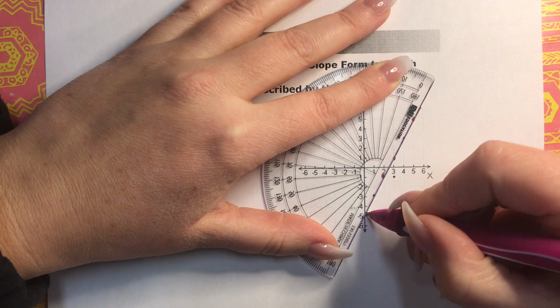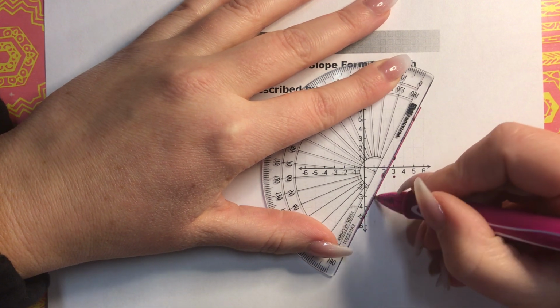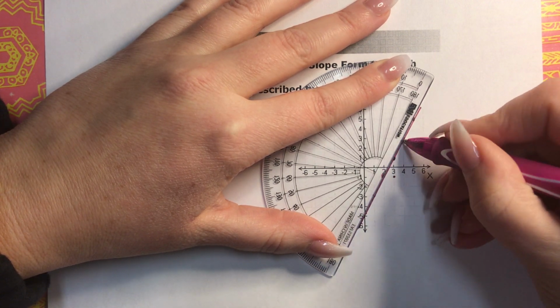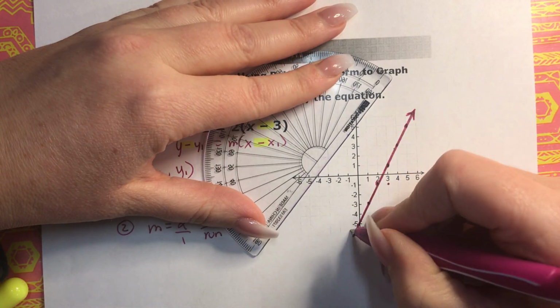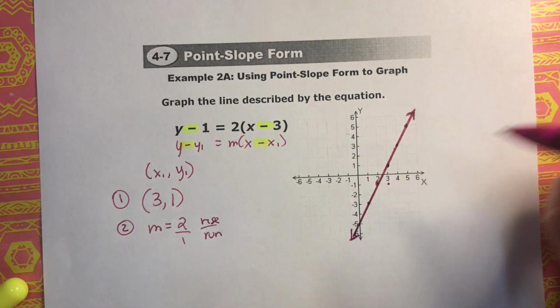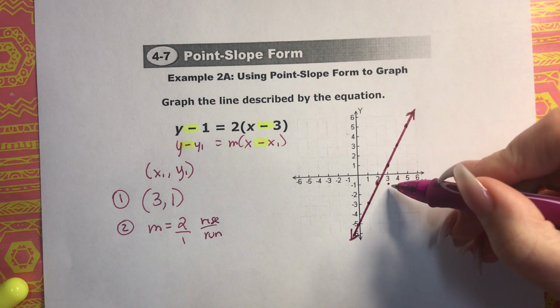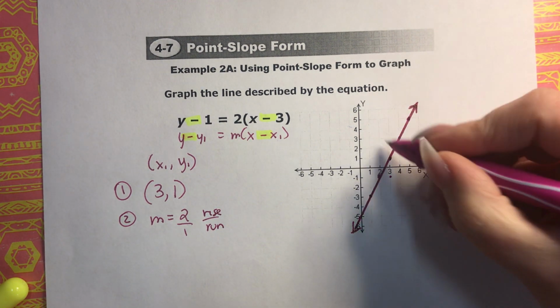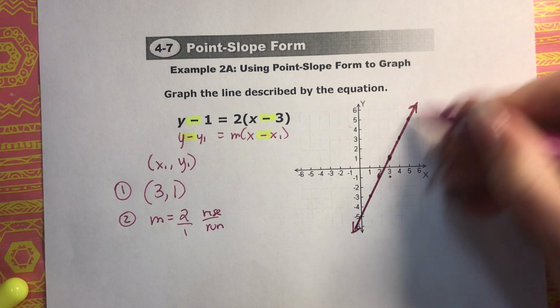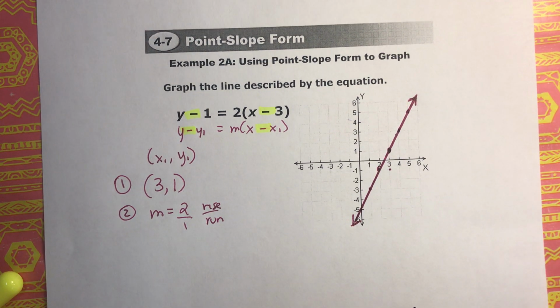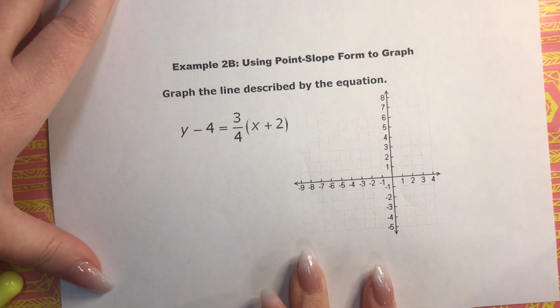All right, there we go. I think I didn't connect those very well. Okay, that's better. Perfect, and then put an arrow on the end, and you have your line. Just ignore that, I accidentally made that little mark. You graph the point first, and then from that point you graph the slope for a second point, and then you can connect the dots. Perfect, let's go ahead and try another problem.